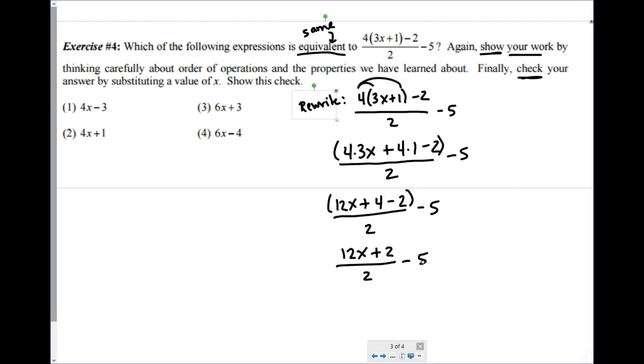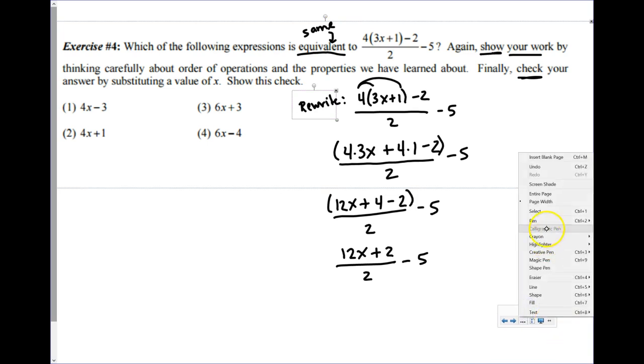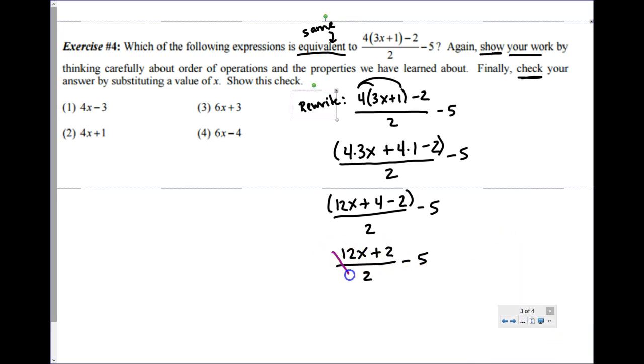If you notice, every time I've done a step, I've just brought down the 2 and the 5, right? Well, now if I remember distribution, I can also distribute by dividing, right? So I'm going to use a different pen to show this. I can combine the 12x and the 2, and the 2 and the 2, to give me a distribution of division. So I'll have 12x divided by 2, plus 2 divided by 2, and again, I'm just carrying down that 5.